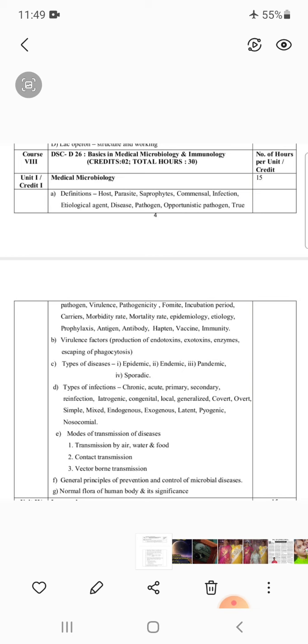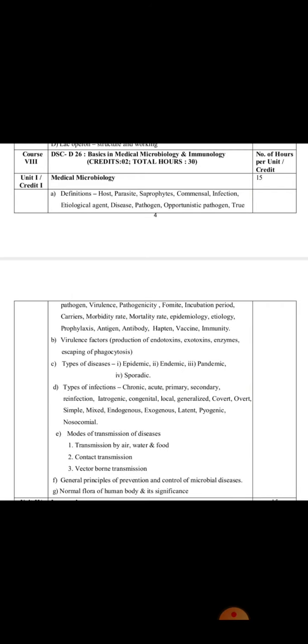And the F and last point is general principles of prevention and control of microbial disease, meaning how we are going to prevent and control microbial diseases, which we are going to see in this topic. And the last G point, normal flora of the human body and its significance, has been taken from your syllabus. This was the overall introductory part to your paper number 8, unit number 1, which is going to be taken by me. Okay, thank you.